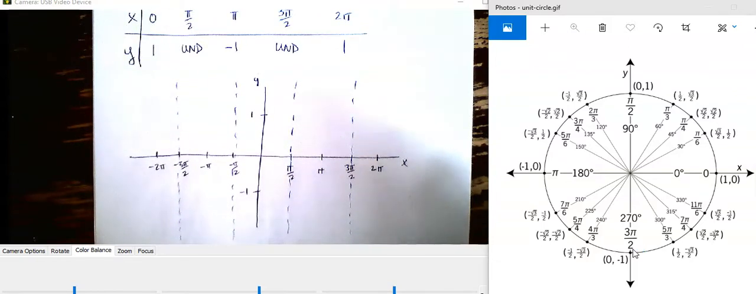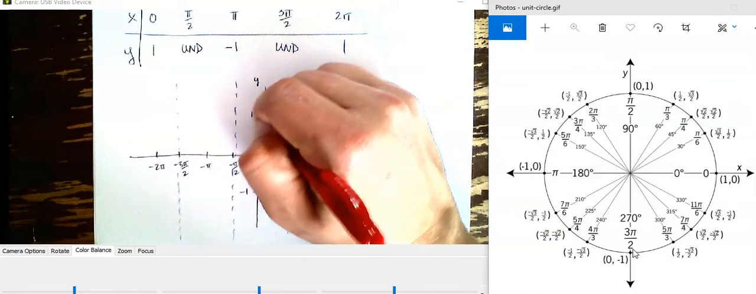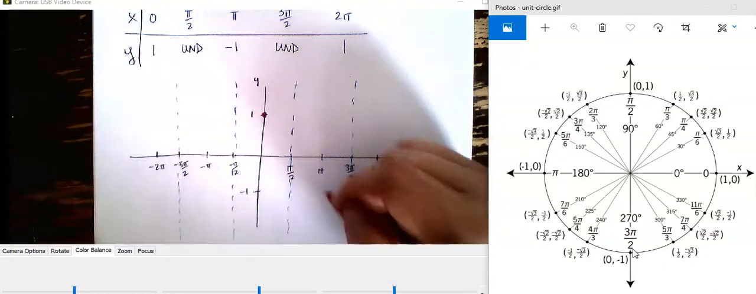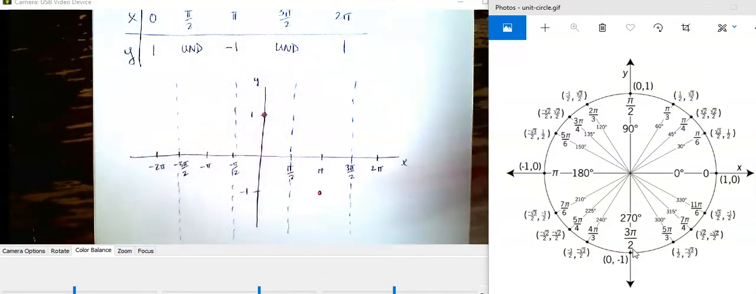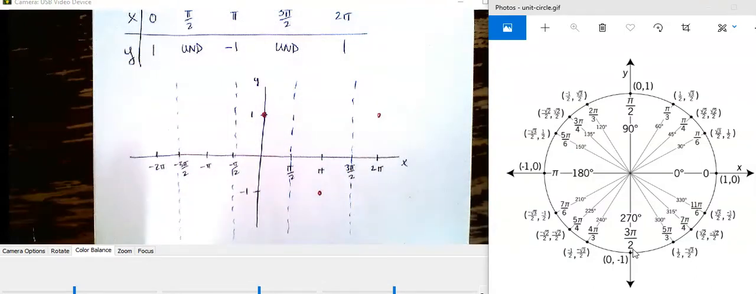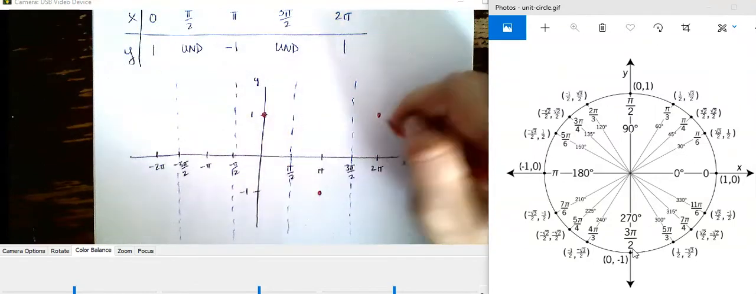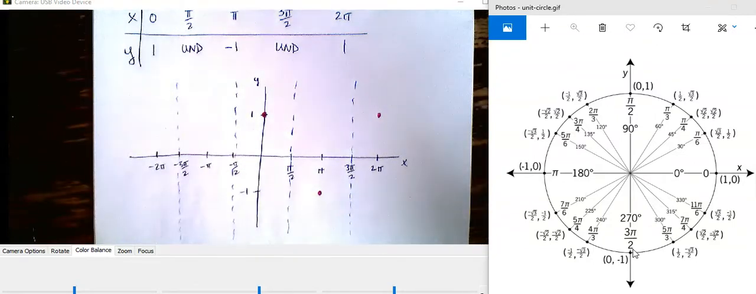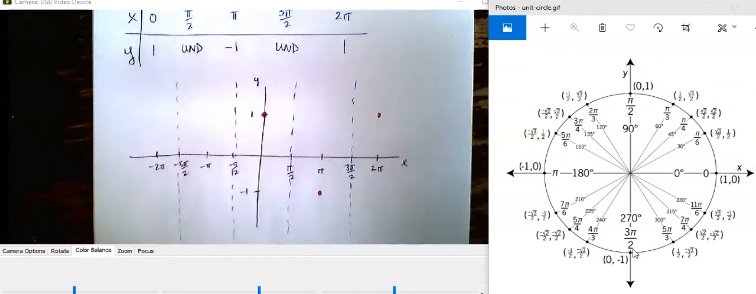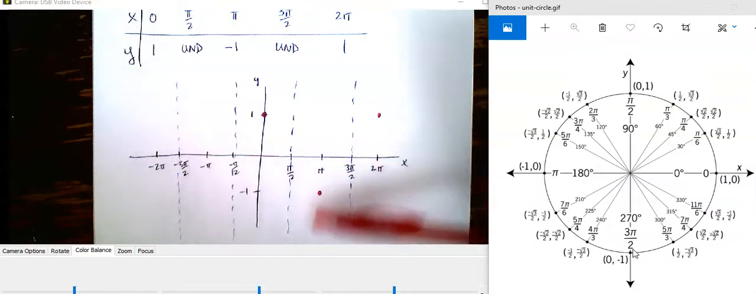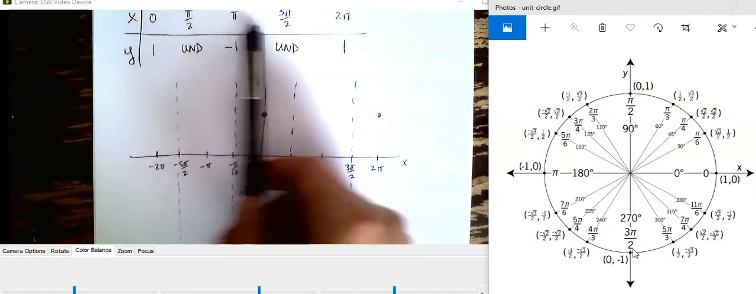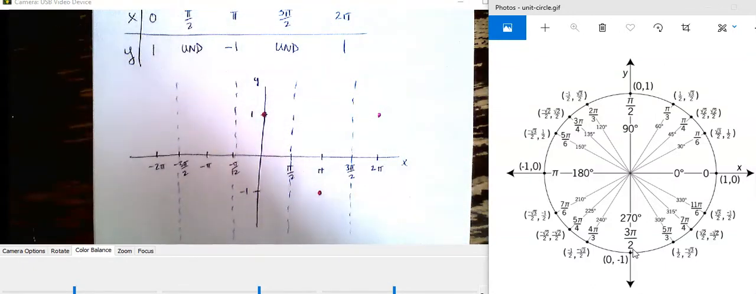All right, at 0 we have 1. At pi, we have negative 1. And at 2 pi, positive 1. All right. Now, it looks like we don't have much information, or do we have any intercepts here? What's going on? So let's fill in some points between these guys. We'll use our pi over 4s and see what we get there.